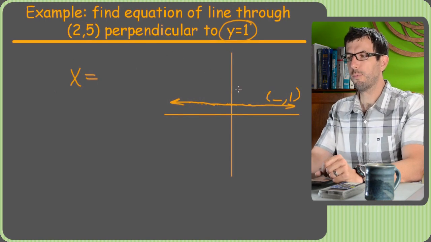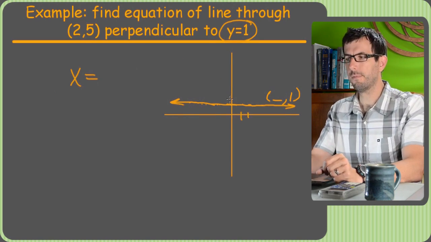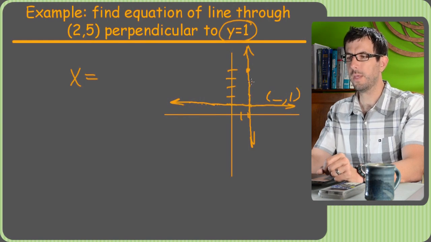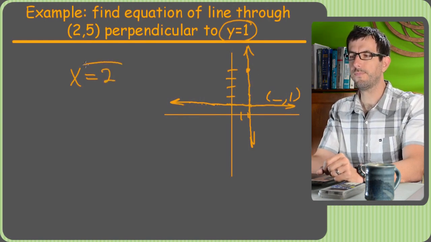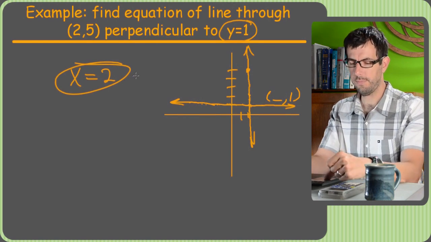Well, if it's going to go through the point 2, 5, doesn't it have to have the x coordinate of that point? Because it's going to be a vertical line like this through that point. Every single point along here is going to have a point of 2, something. 2, 1, 2, 2, 2, 3. So that means all my x values are 2, and that's the equation of the line.